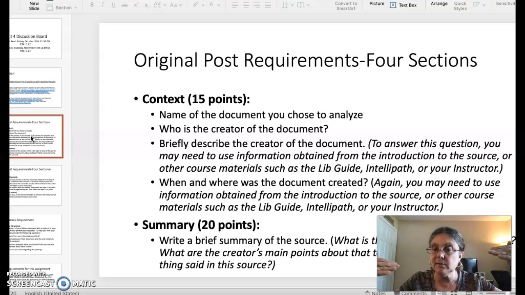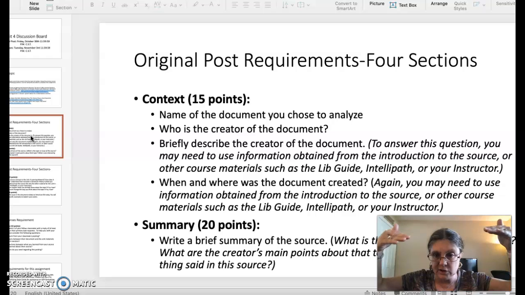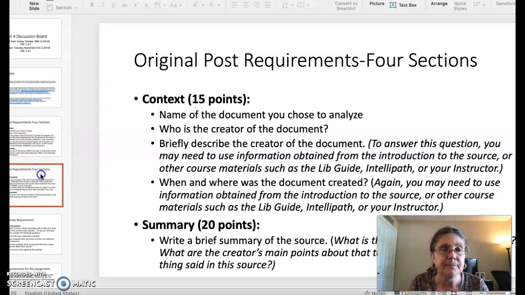The summary, also very similar to Unit 2 DB. Write a brief summary of the source. What's the topic or issue discussed in the source? What are the creator's main points about the topic? And what is one interesting thing said in the source? That is the summary section worth 20 points. Again, don't be intimidated by this. Simply take your discussion board post section by section and you'll be fine.